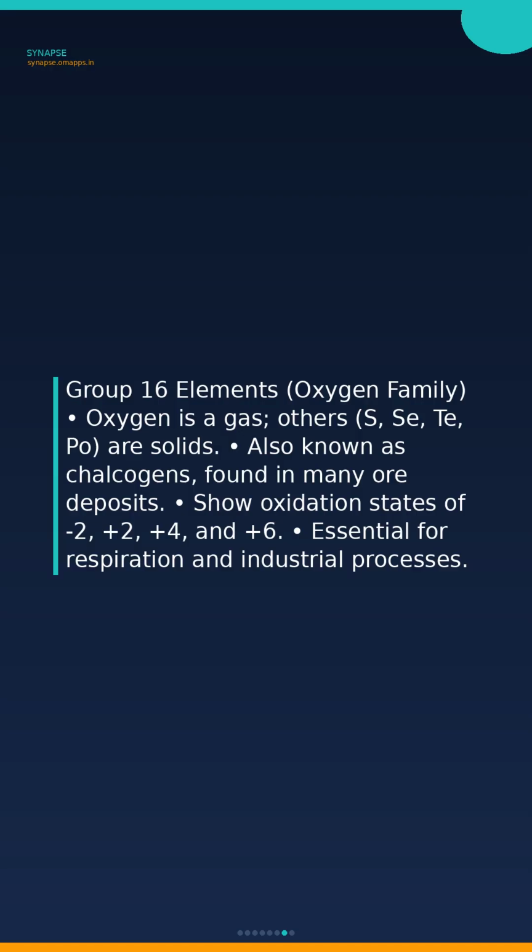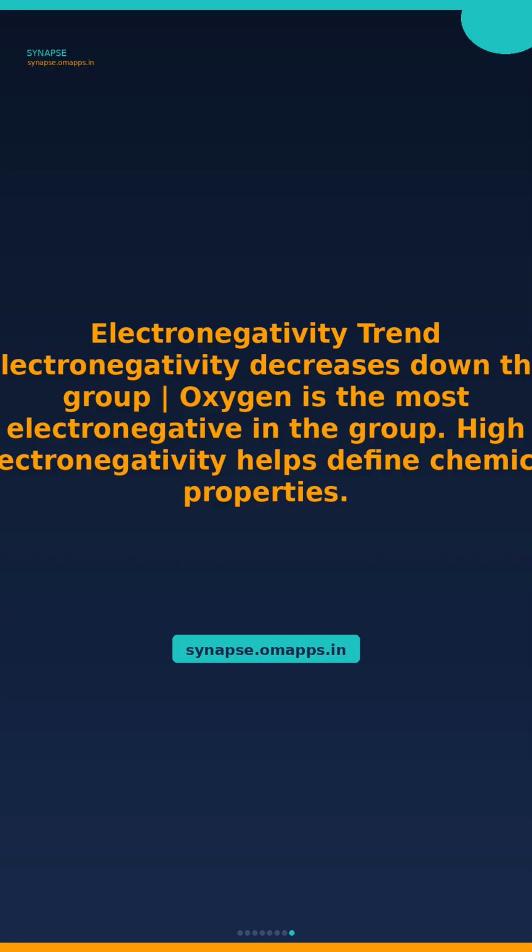To recap, we covered general trends in the p-block, focusing on atomic size, ionization energy, and electronegativity. Then, we looked at the properties of group 15 and group 16 elements, including their oxidation states and bonding characteristics. We also saw how p-block elements are used in fertilizers.